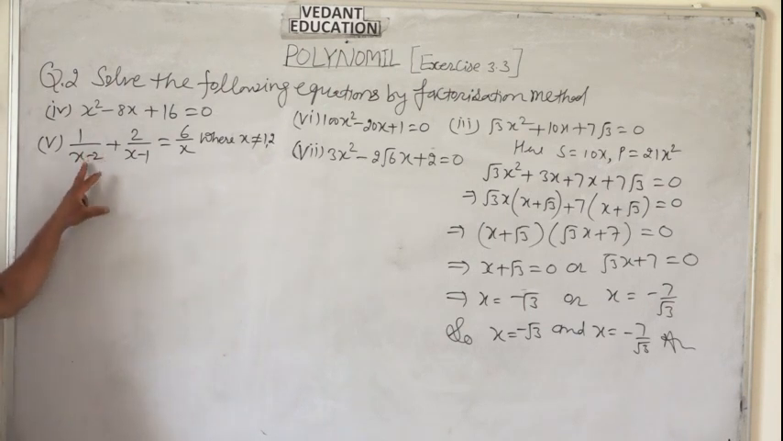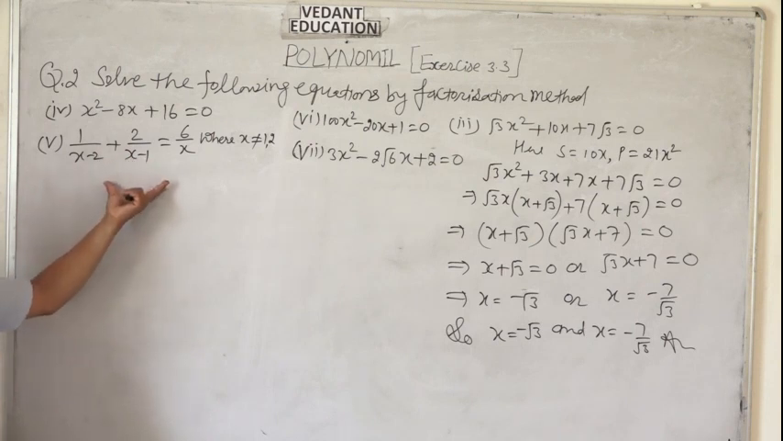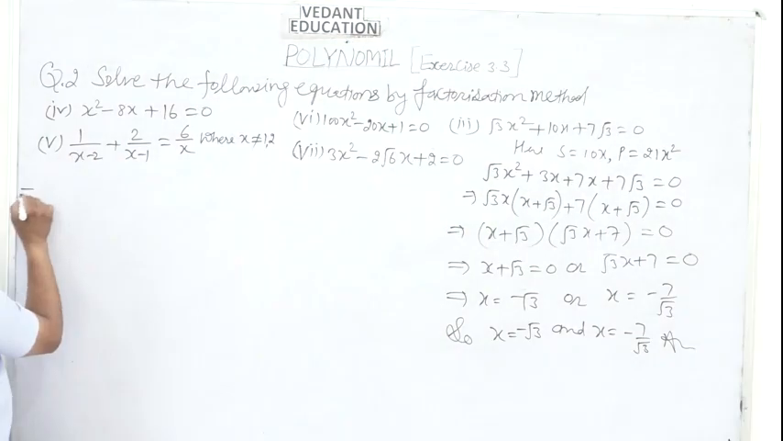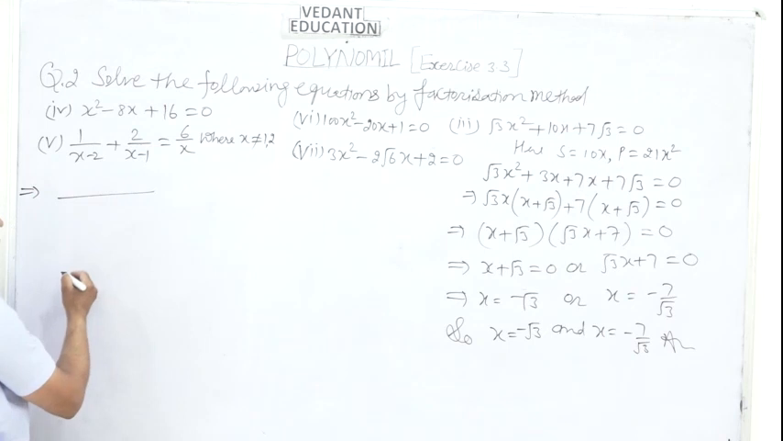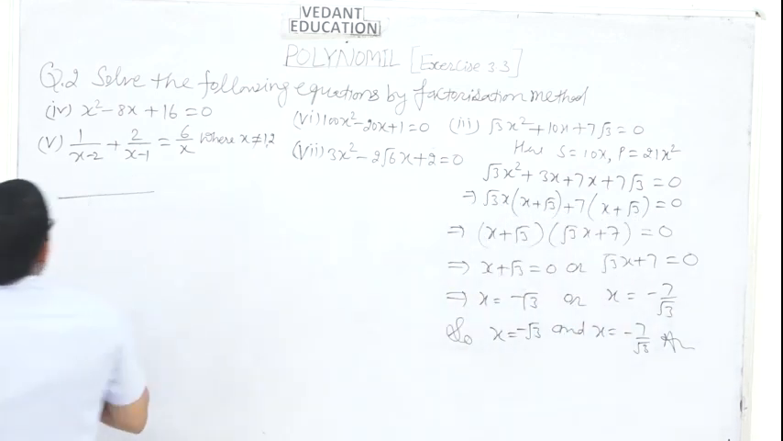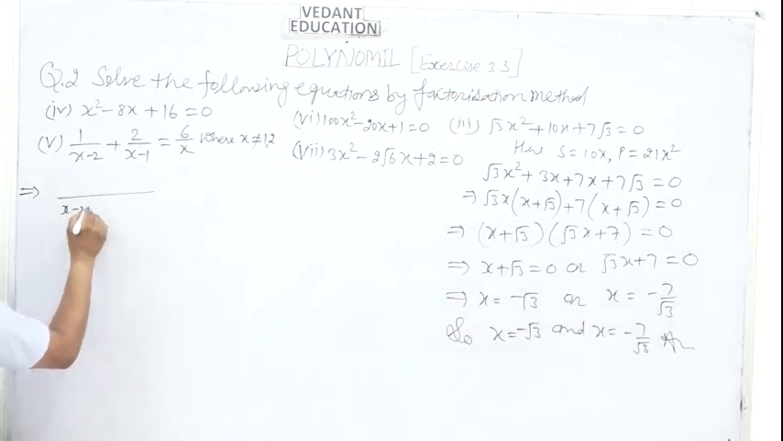क्यों नहीं हो सकती? If we write here x is equal to 2, then this changes into 0, and 1 upon 0 is infinity. Similarly, if you write x is equal to 1, 1 minus 1 is 0, 2 upon 0 is infinity. So here x is not equal to 1 and 2. By taking LCM, x minus 2 multiplied by x minus 1 is the LCM.